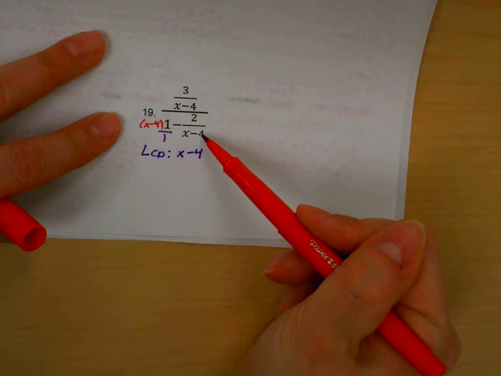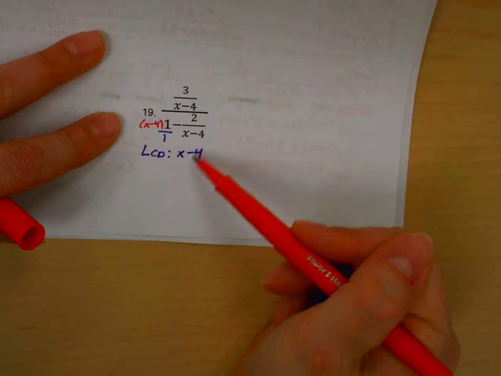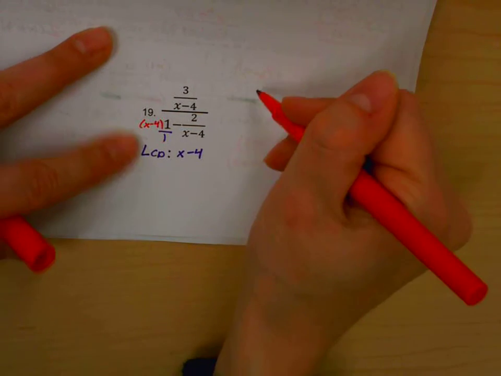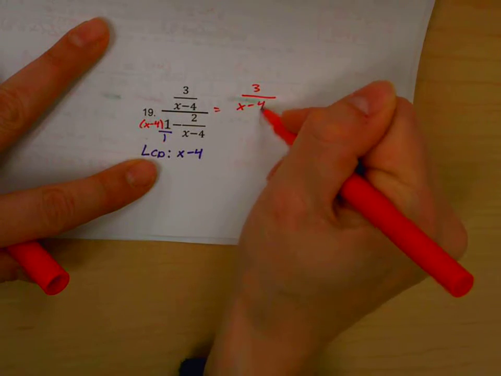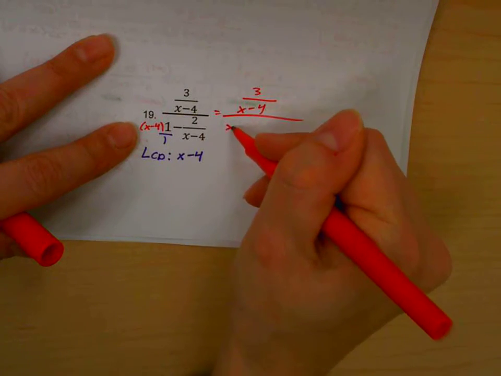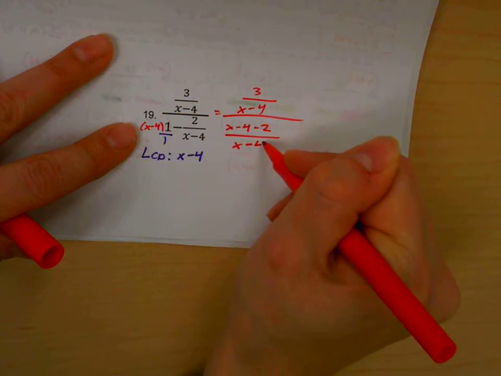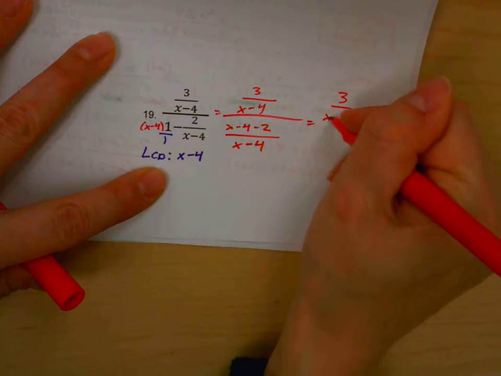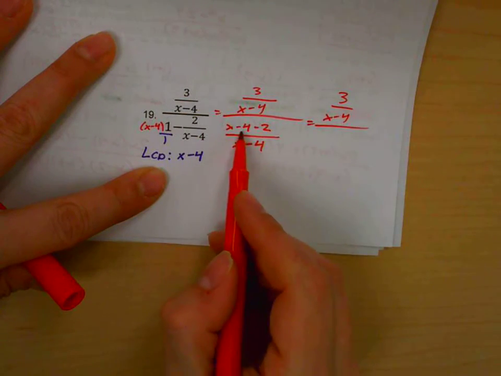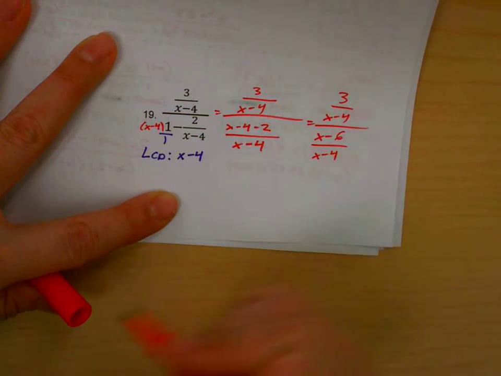The second one, my denominator is x minus 4. I don't need to multiply by anything. It's already the least common denominator. So when I do this one, I'm going to rewrite the top because I didn't need to change it. Down here, I get x minus 4 minus 2 over the least common denominator of x minus 4. This simplifies. X minus 4 minus 2 is x minus 6 over x minus 4.